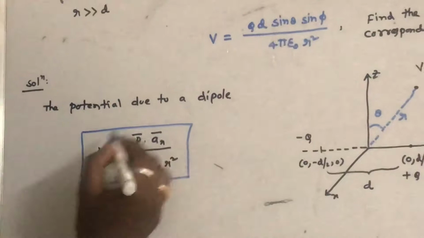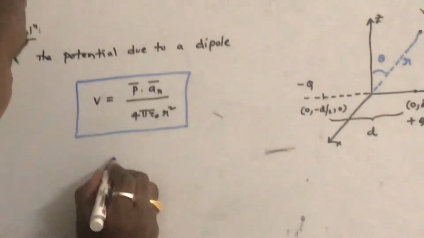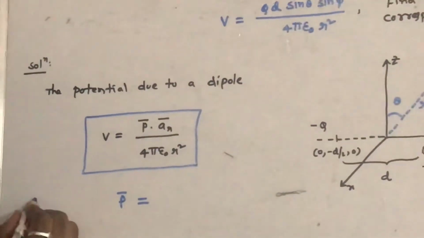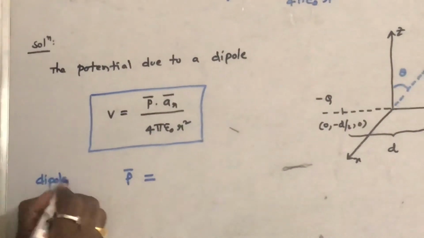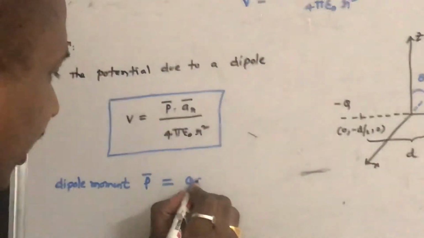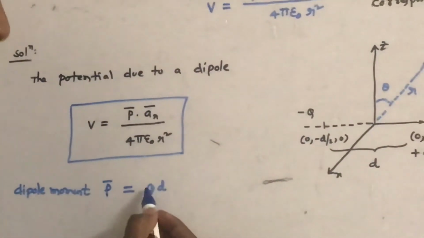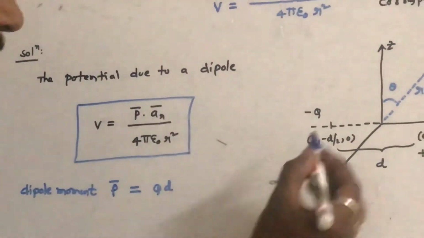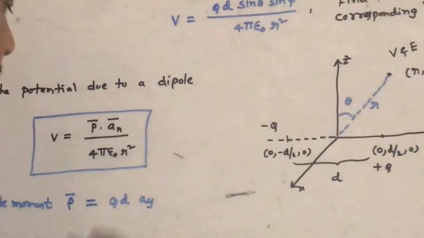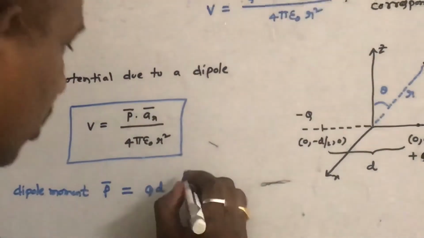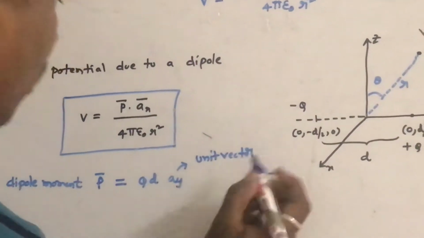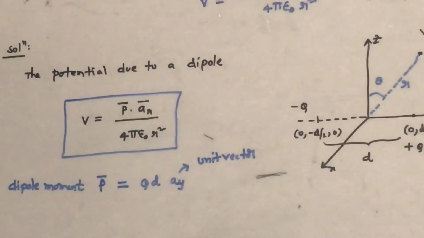Now, what is P? P is called the dipole moment vector. So P bar is equal to q d, the magnitude of charge times the separation between them, times the direction in which the dipole is oriented. The dipole is oriented in the y direction. So that's why we take unit vector a_y. So this a_y is the unit vector.